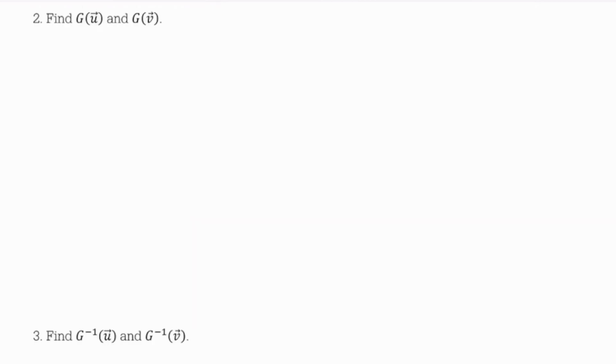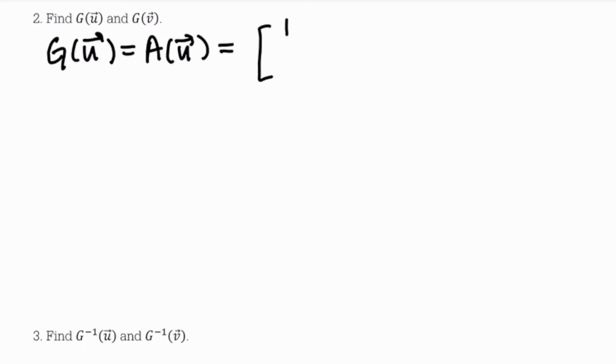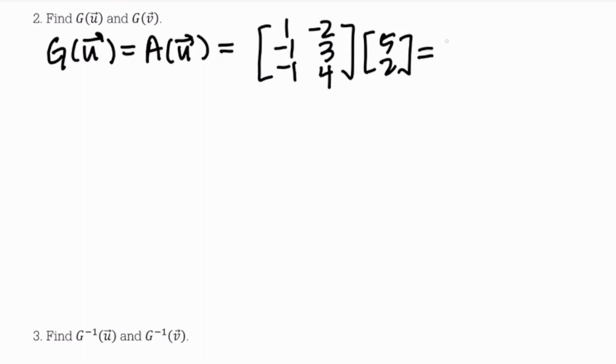All right, now we're going to have g of u and g of v. g of u is going to equal A times u, and A was 1, negative 1, negative 2, 3, and 4. And then u was 5 and 2, so that's going to equal 5 of the first column plus 2 of the second column. So 5 plus 4 is 9. Negative 5 plus 6 is 1, and negative 5 plus 8 is 3.